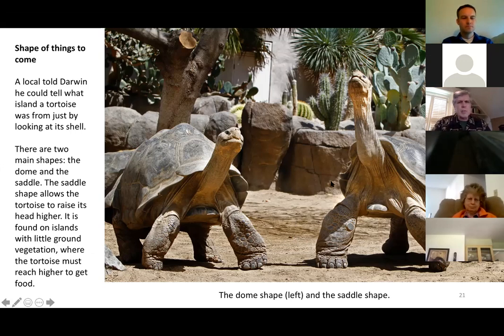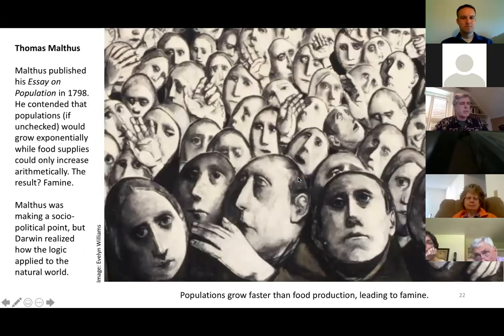His finches are more famous, but he really didn't understand the finches until he got back to England, when the ornithologist John Gould recognized that they represented 13 different species. And so later, after Darwin was back in England, the finches began to play a very important role in his thinking. But while he was on the voyage, it was the tortoises that showed him the way to understand the changes.